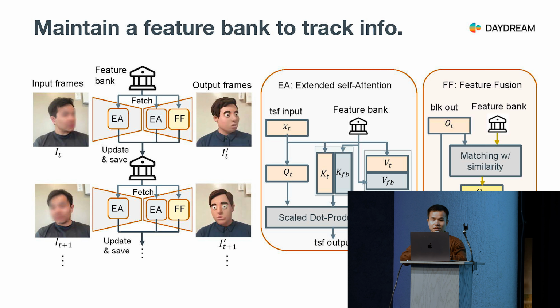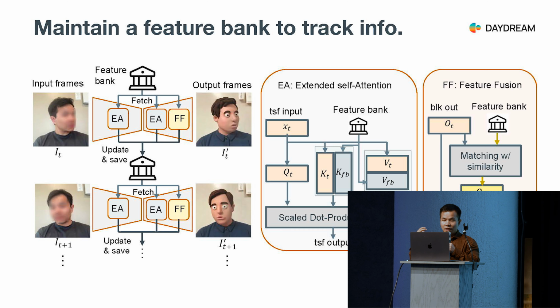So our solution is to build a feature bank to improve the consistency. Given the current frame, we have a feature bank from which we fetch the information of the previous frames. And here we have two modules to utilize the stored features. One is called EA, extended self-attention. The idea is very simple.